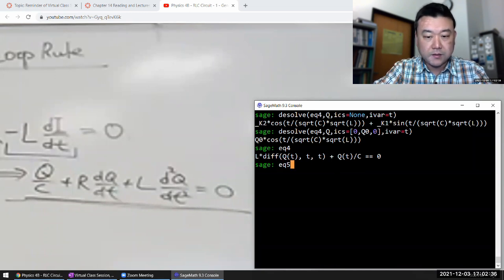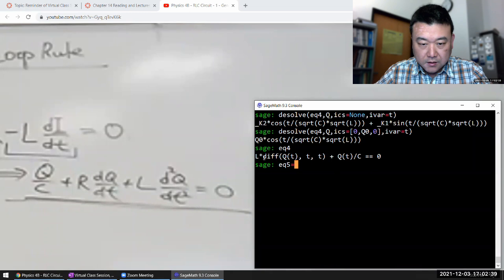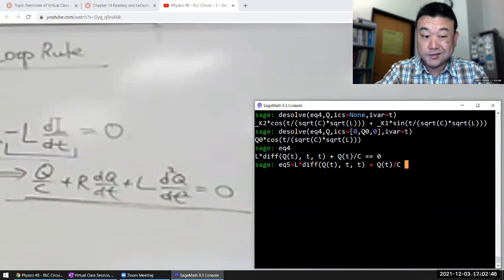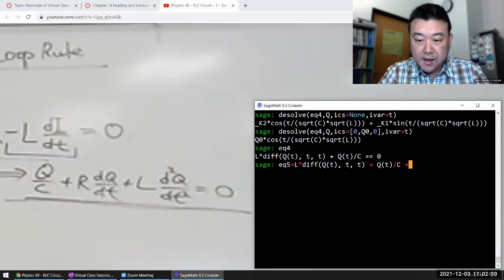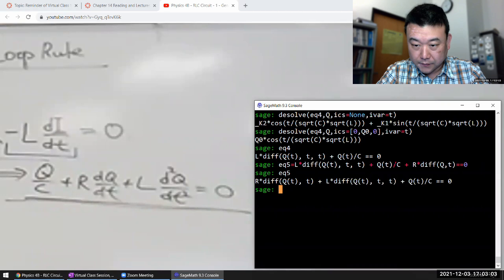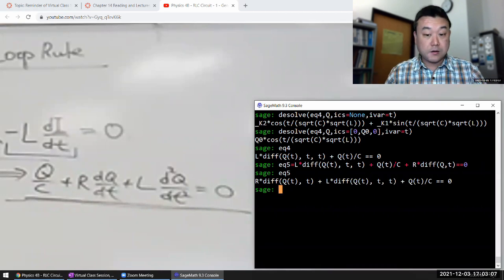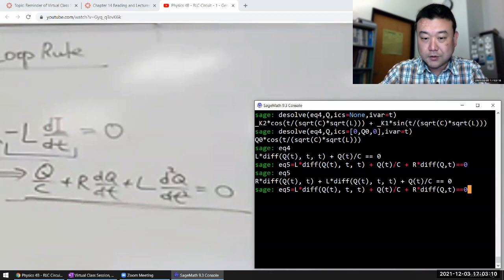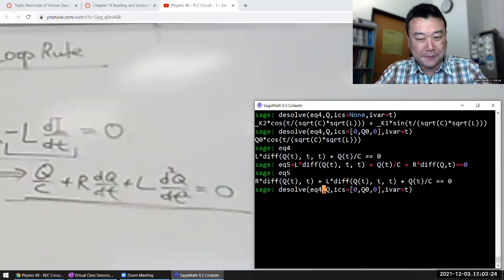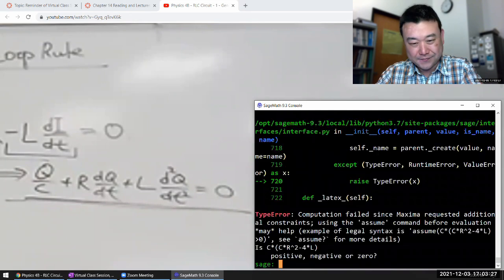So for equation 5, I'm just going to copy these, and then just add, and order doesn't matter in adding. So add R times the derivative of Q as a function of time, just the single derivative, that's equal to 0. So that's it, equation 5. Okay, I think it all looks good. So that's my equation. Let's just solve it using this solve. Let me skip straight to the version with these initial conditions, and I will explain why. So equation 5, this solve.